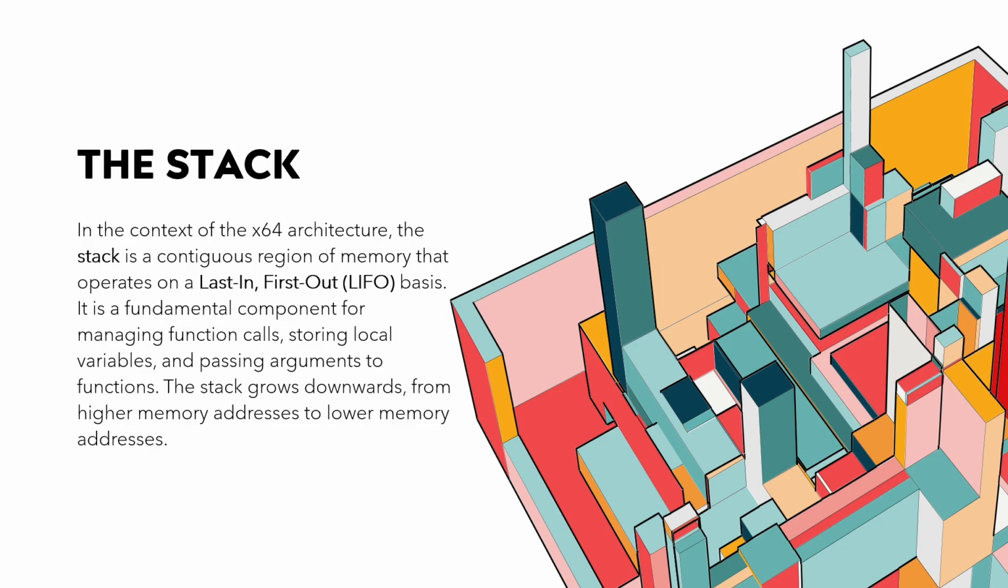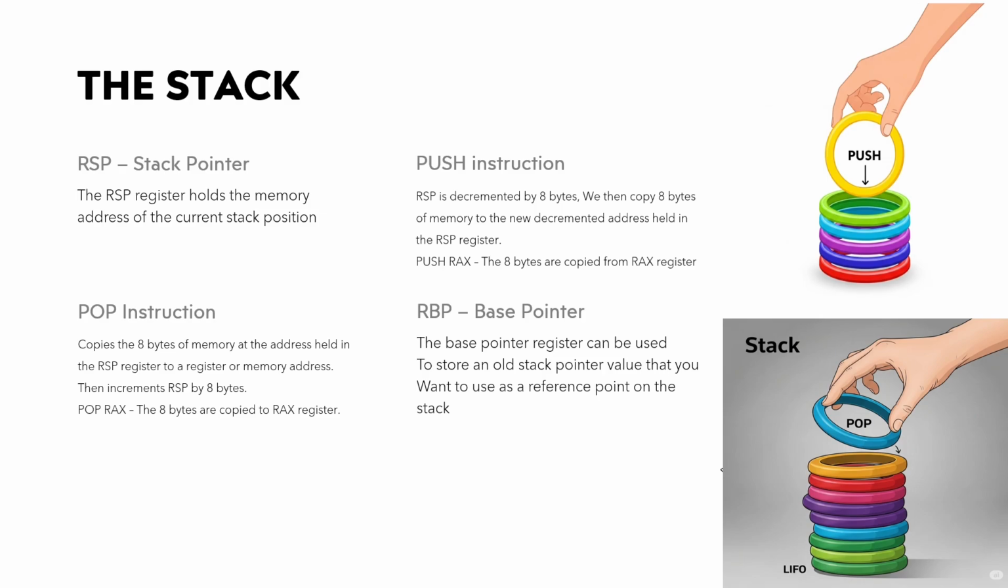Stack is used to store local variables and even to pass arguments to functions if you're writing 32-bit code. So the stack does grow downwards from higher memory addresses to lower memory addresses by default. So the stack is made up of these following components. You have the RSP register. Now this holds the memory address of the current stack position, okay? So it holds the address where you will find the top of the stack in memory at that particular time.